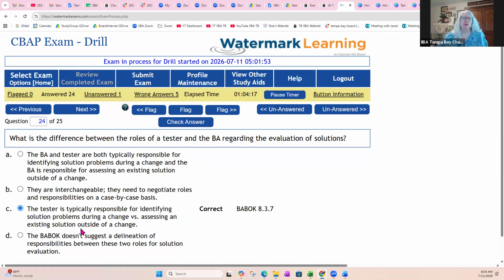So the tester is typically responsible for identifying solution problems during a change. As we go through a change to our application, the tester is the one who identifies solution problems, and then the BA is the one for assessing the existing solution outside of a change, is what this says. This might be true in the real world, but doesn't reflect the BABOK.